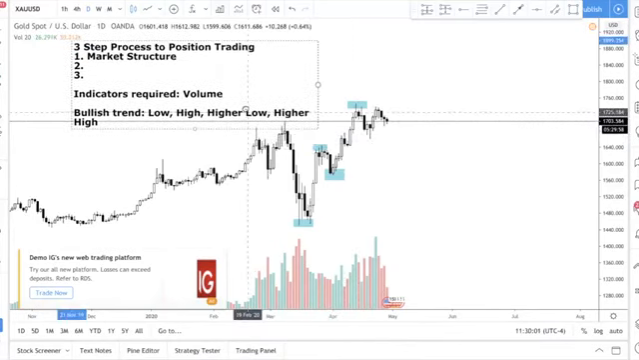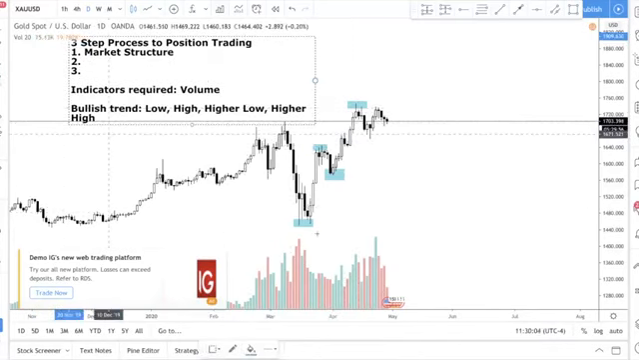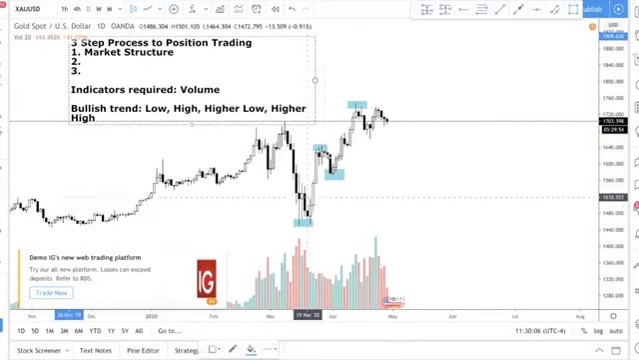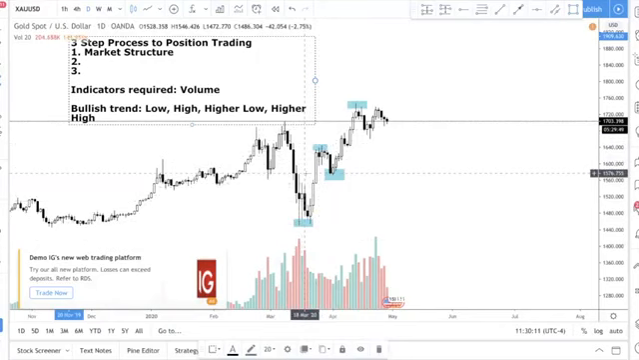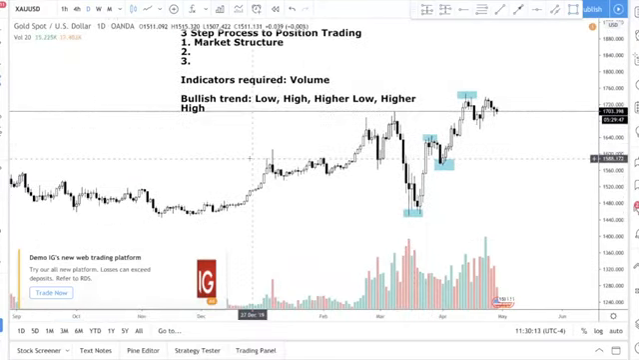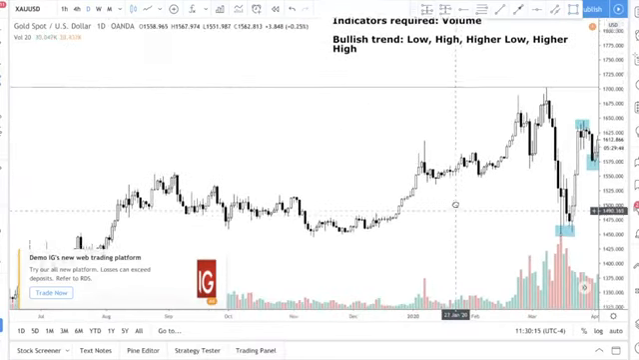Okay, another tip is you can also do what I do: use the rectangle and draw to identify the swing points, just like what I did. Okay, that's a bullish trend. Okay, let's talk about the opposite, which is a bearish trend.